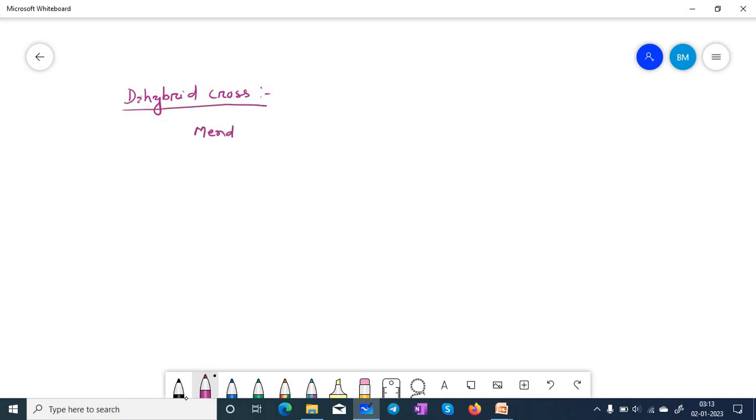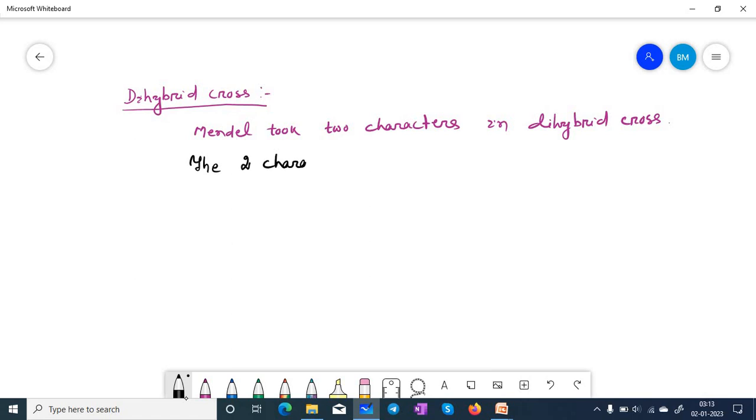Mendel took two characters in the dihybrid cross. You all know that in the monohybrid cross only one character was taken, either pure tall or pure dwarf. But in the dihybrid cross, two characters are considered. These two characters are round yellow and wrinkle green, okay.